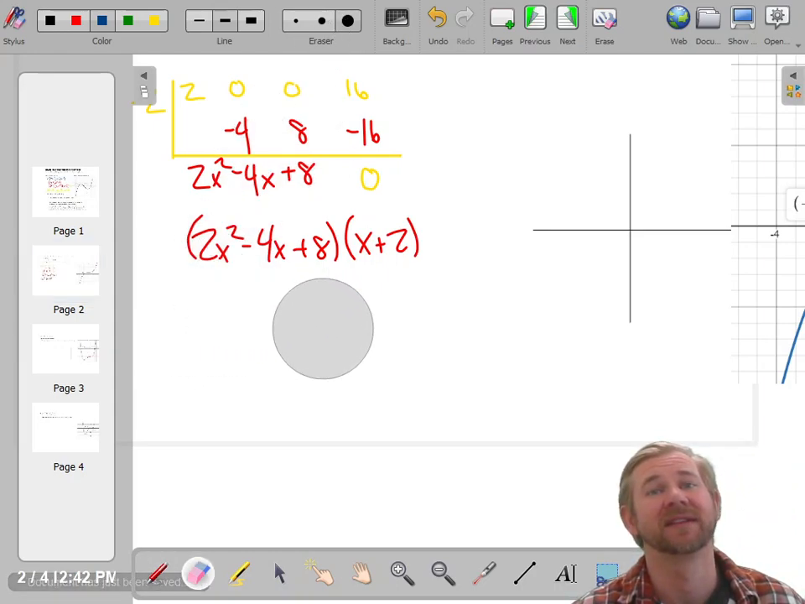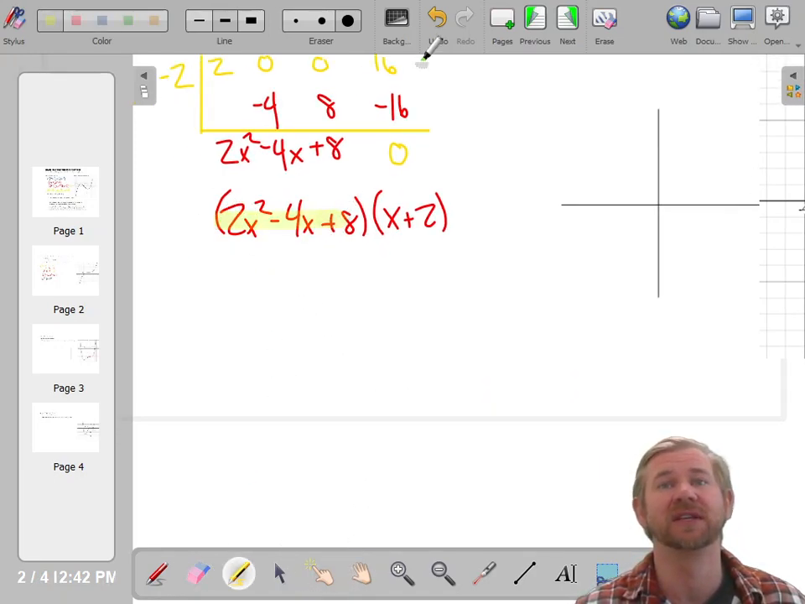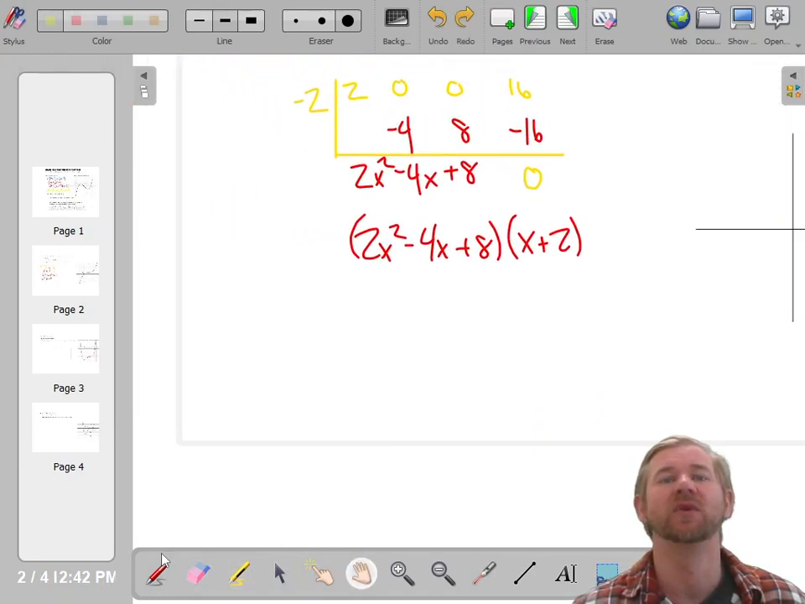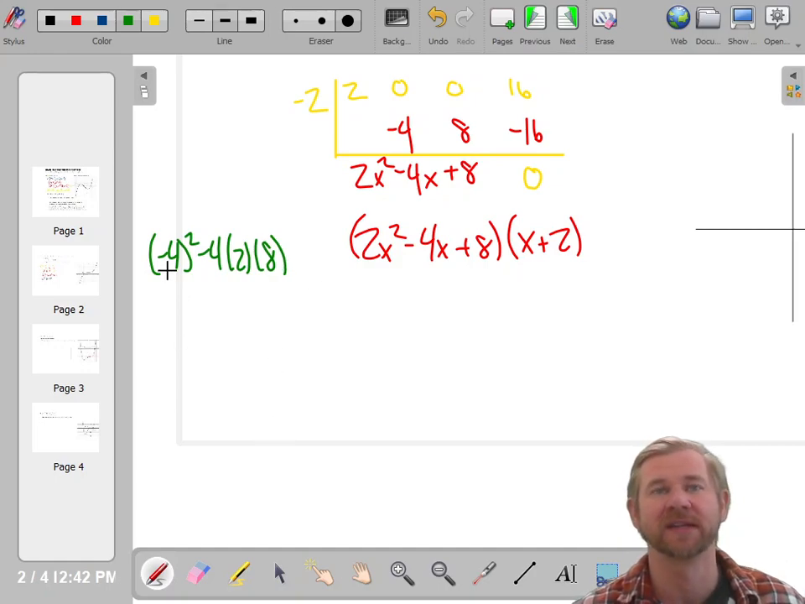Guess what? That means we need to do the quadratic formula. So we're going to solve this quadratic using the quadratic formula. And if you remember, the first thing we always do is b squared minus 4ac, the discriminant. That's this part underneath the radical.